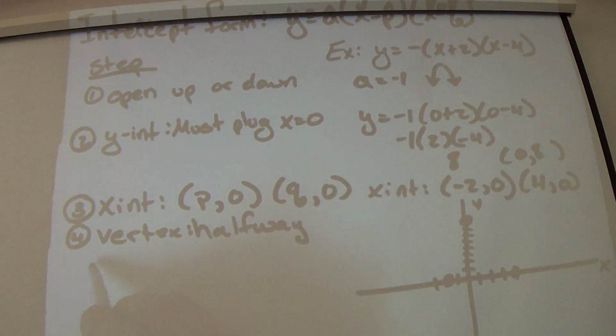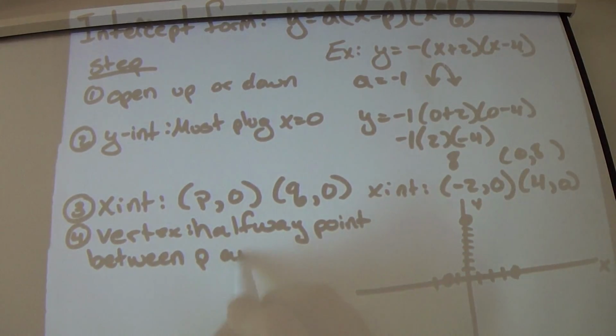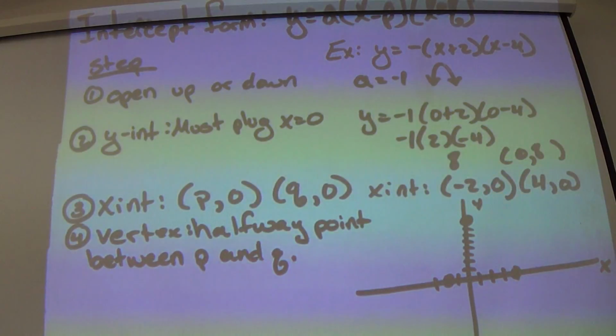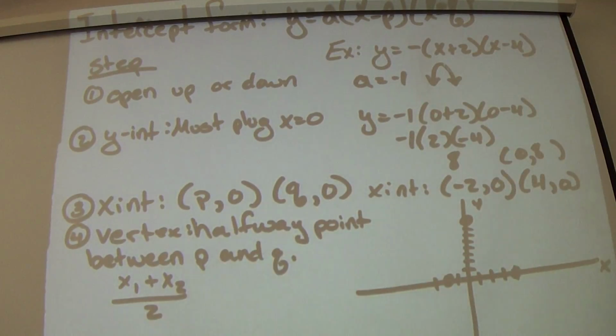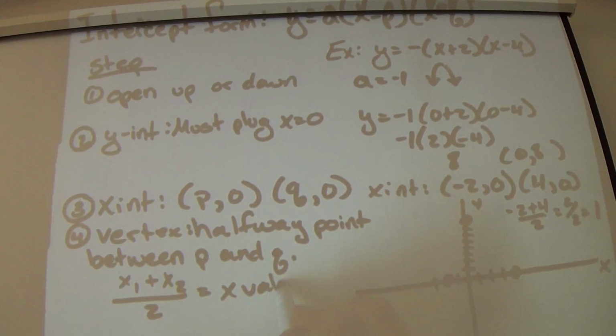So that's sort of our procedure, is to take the halfway point between p and q. So how do I find a halfway? We're going to take the first x value, add it with the second x value, and divide by 2. In my case over here, that means I'm going to take -2 plus 4 and divide it by 2. -2 plus 4 gives me 2. Divided by 2 gives me 1. That is just an x value of your vertex.